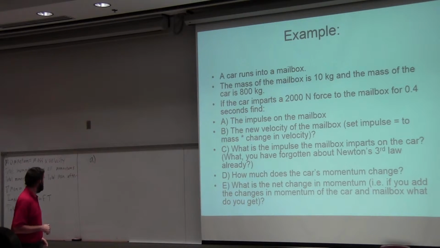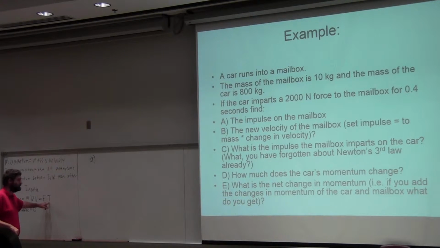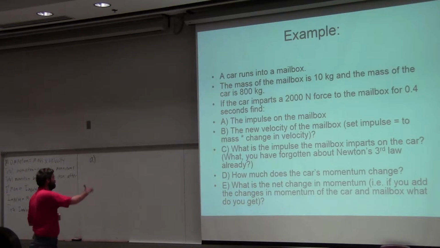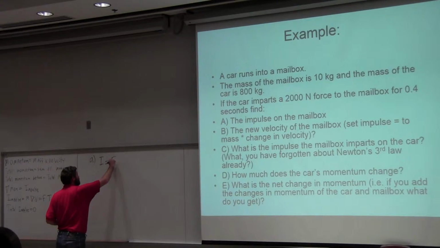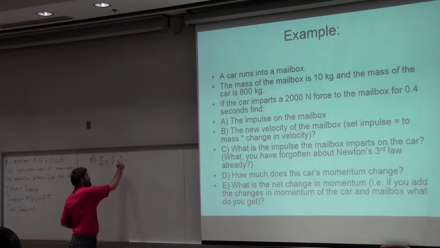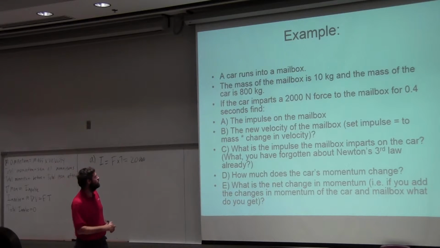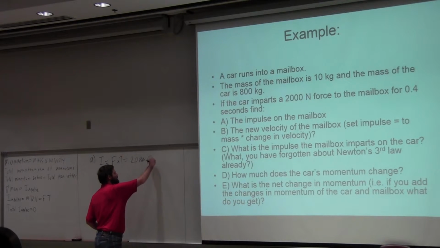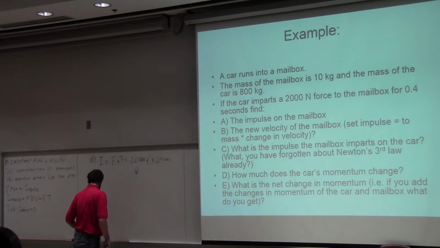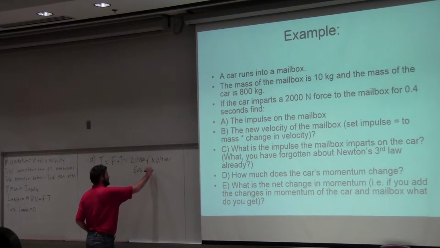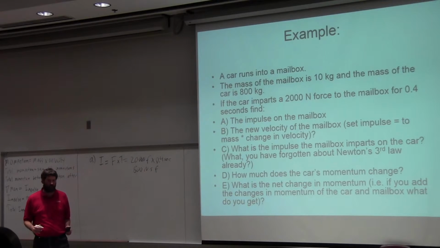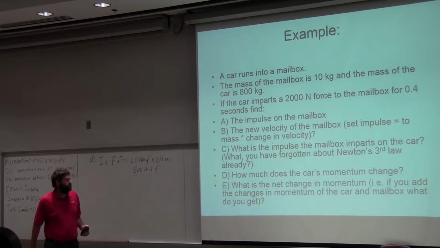The impulse on the mailbox. Well, the equation is impulse is force times time. Force times time we're going to use here because we've got the force and the time. So I equals F times t, which is 2,000 newtons, and you can assume it's forward, even though I didn't specify that, times 0.4 seconds, and the answer is 800 newton seconds forward, or 800 kilogram meters per second forward. All right, so that's my impulse.